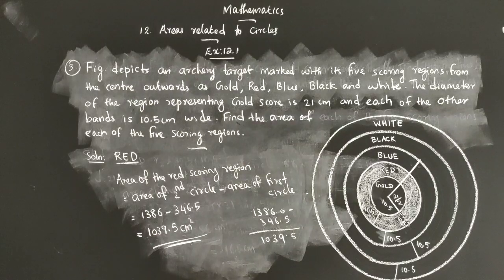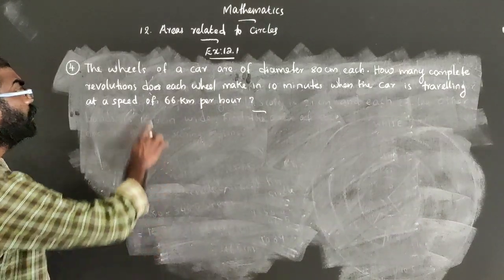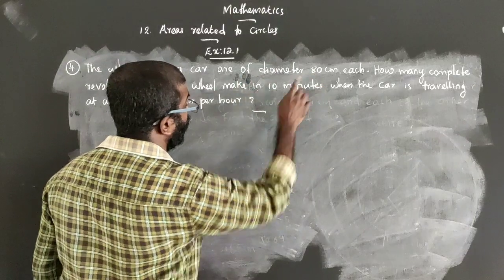Okay. Here the next question is, the wheels of a car are of diameter 80 centimeters.